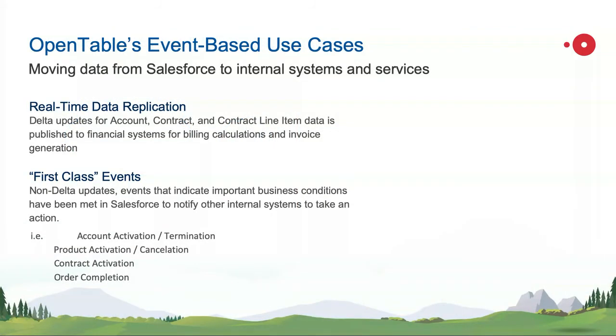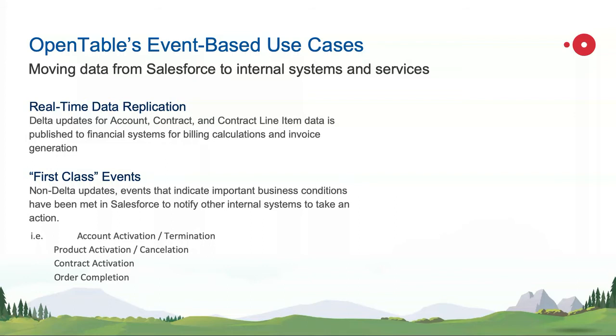But before I talk about the new architecture we have, I'd like to share with you just a couple of the use cases that we used to justify the move to an event-based solution. Firstly, we needed to sync our account and contract data in real time to our internal financial systems for billing and invoice generation. For a long time, we got away with doing this in a less real-time way, but we decided it was a priority to be able to show our customers their billing information on demand, and not just once a month.